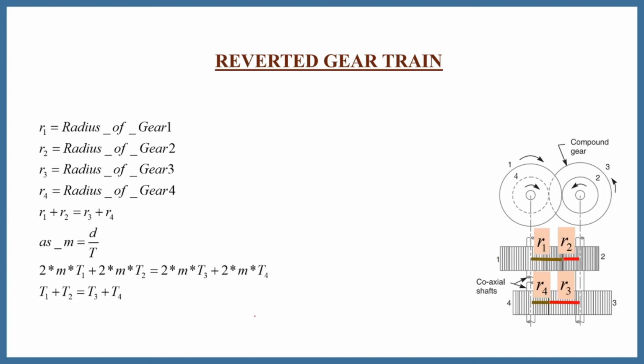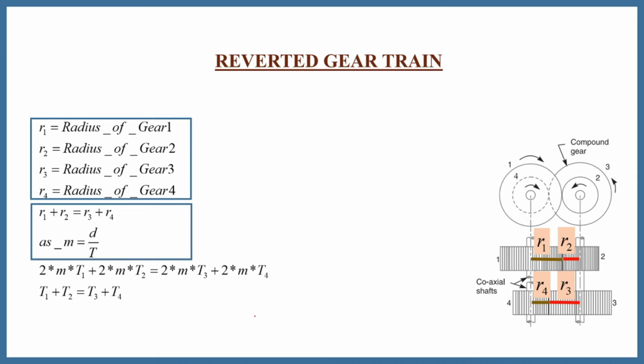Again, suppose I want to find out the center distance or the number of teeth. In this case, R1, R2, R3, R4 are the radii of these 4 gears. Just try to understand this center distance. Gear 1 gives the motion to gear 2. The distance between these two is the radius of this, R1, plus the radius of this, R2, so R1 plus R2. Again, gear 3 meshes with gear 4, that means R3 plus R4.